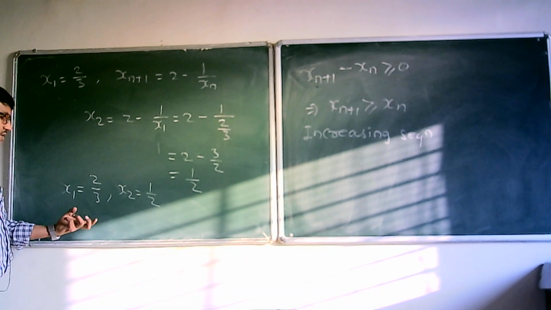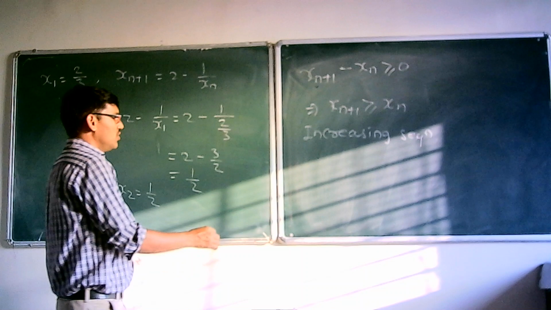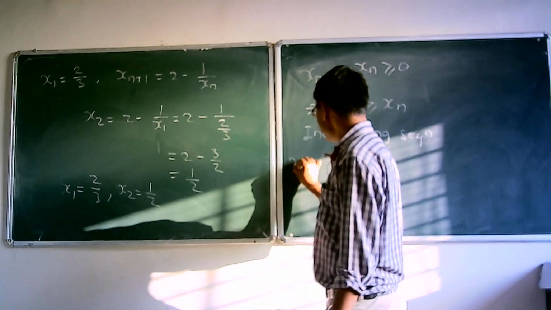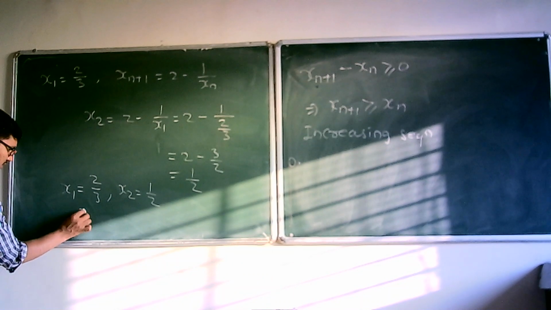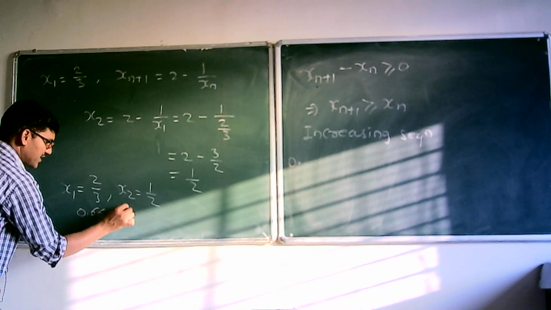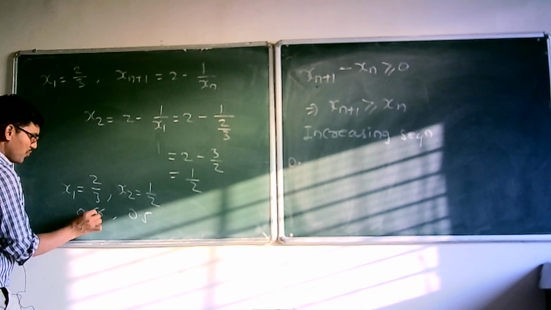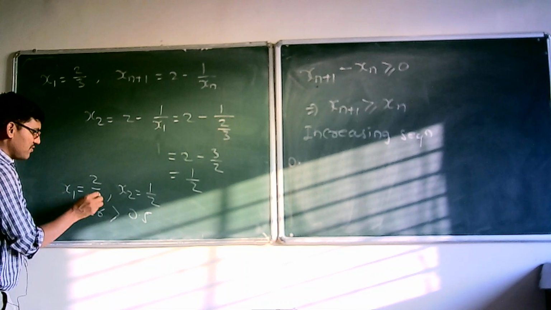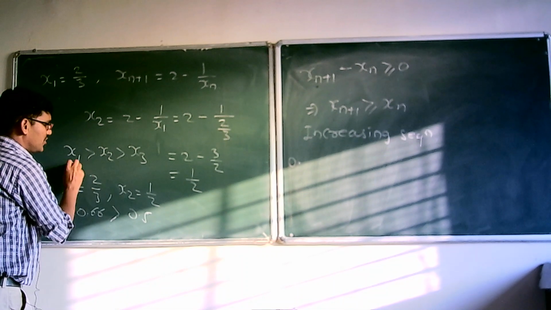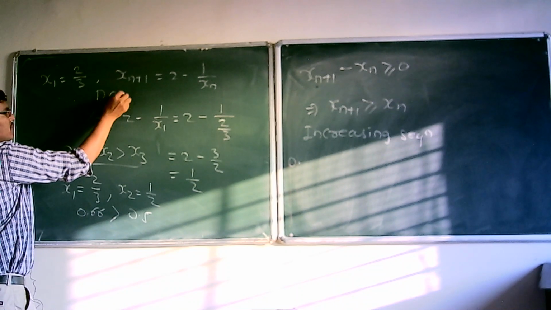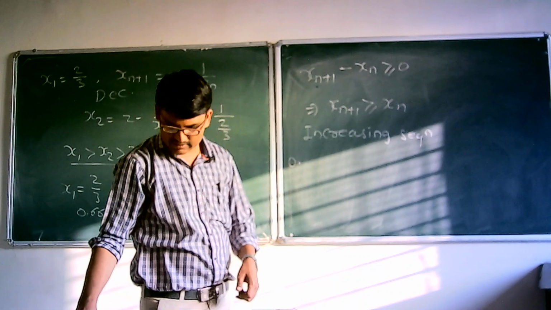So if you compare these terms, x1, if we find its decimal fraction, is 0.66, and x2 is 0.5. So 0.66 is greater than 0.5, that is, x1 is greater than x2, and x2 is greater than x3, which means this sequence is a decreasing sequence.